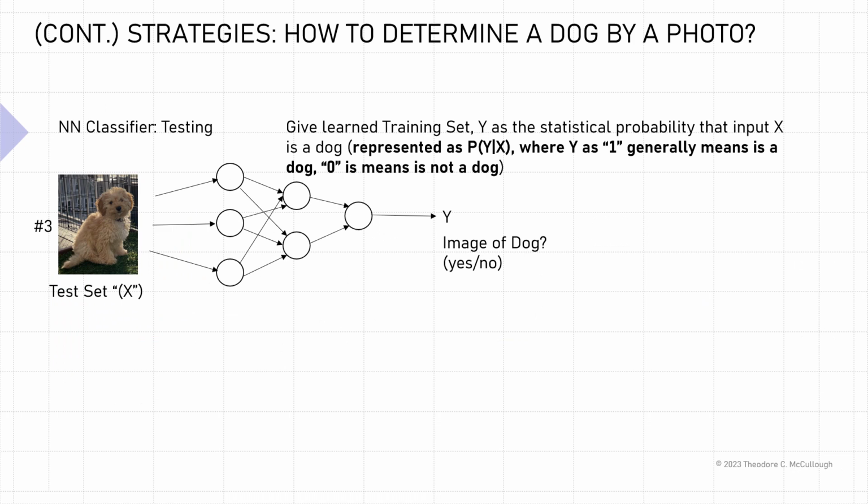Once the neural network is trained, the next step is to test it. And so testing can be done by taking unstructured data in the form of an image, passing this image into the neural network, and the neural network will determine whether the image is of a dog or not. So put another way, given a learned training set, Y is the statistical probability that the input X is a dog. And this can be represented as the probability of Y given X, where Y is 1, which means dog, or 0, which means not dog.